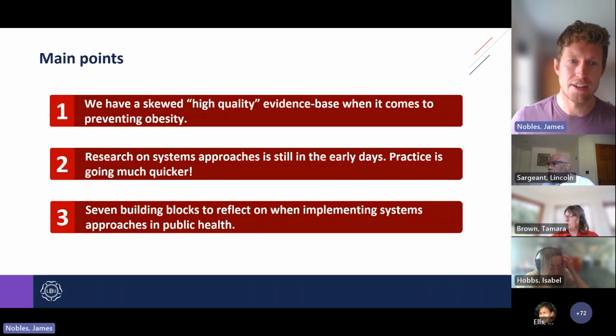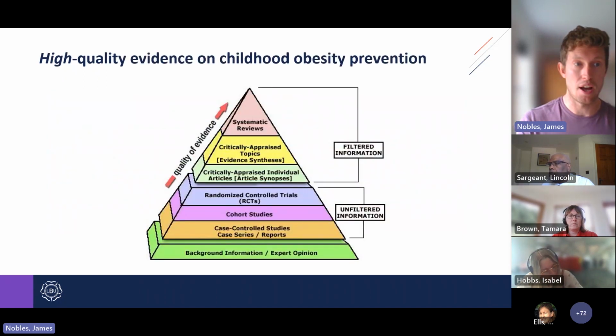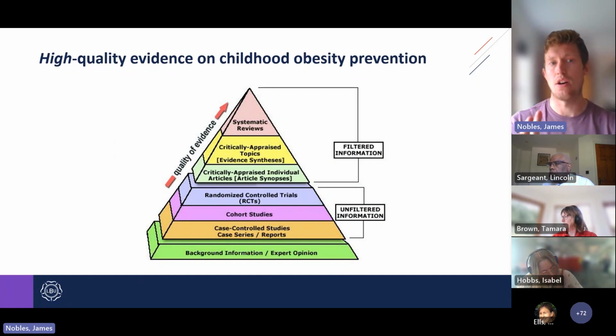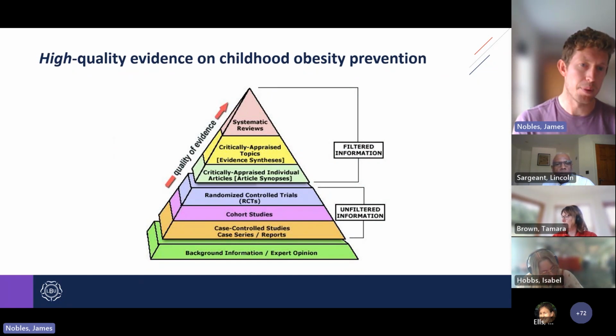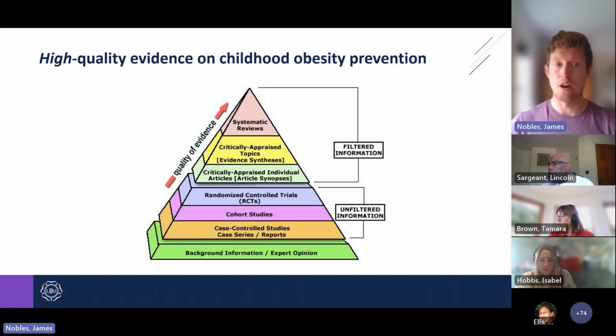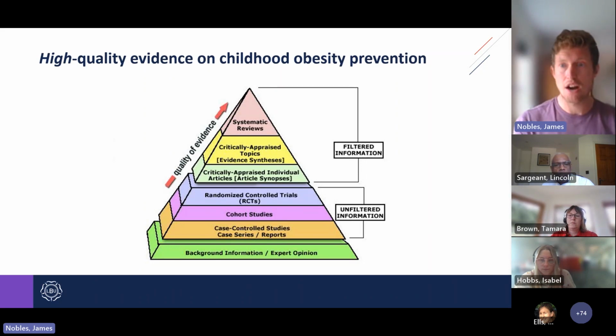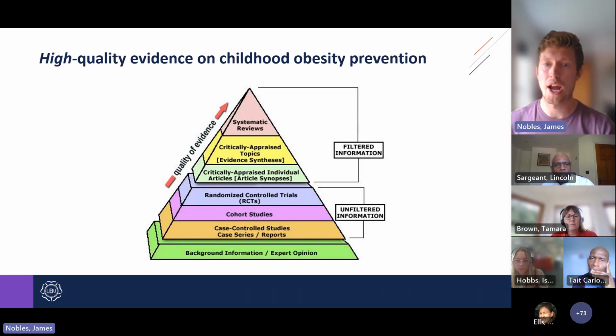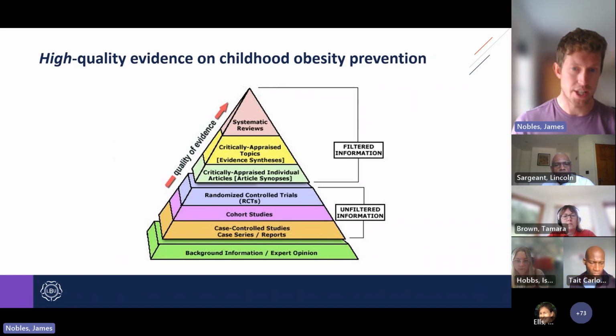So to kickstart, I'm going to start off by talking about the quality of the evidence within the context of childhood obesity prevention. But as I said before, a lot of this will also be applicable to many other public health issues too. So this triangle here is a really good starting point when looking at the quality of evidence. For a long time, coming out of the medical sciences, this research hierarchy has very much led the way with what constitutes high quality evidence.